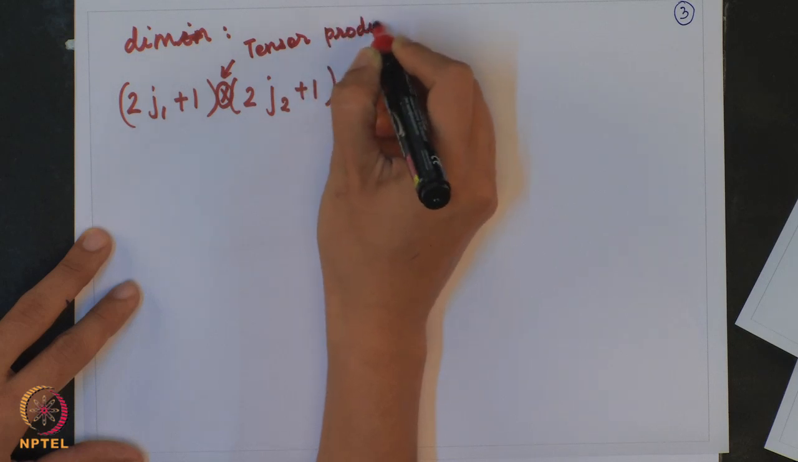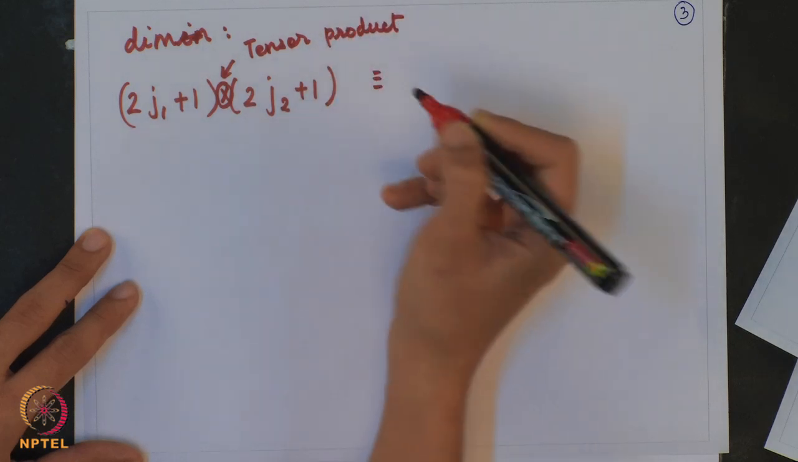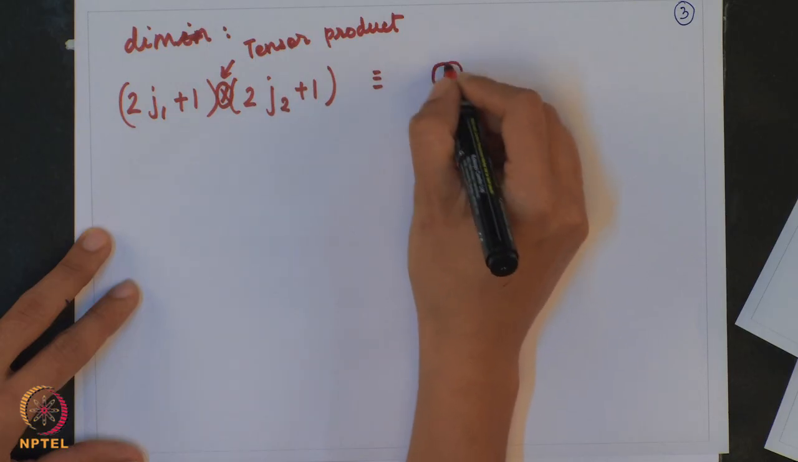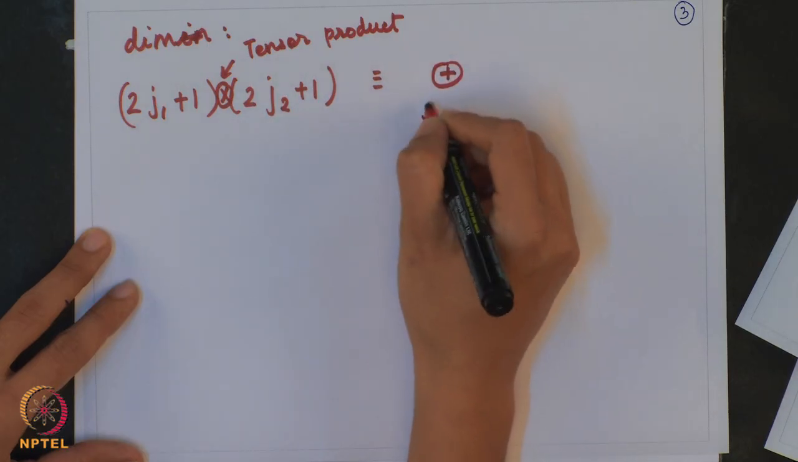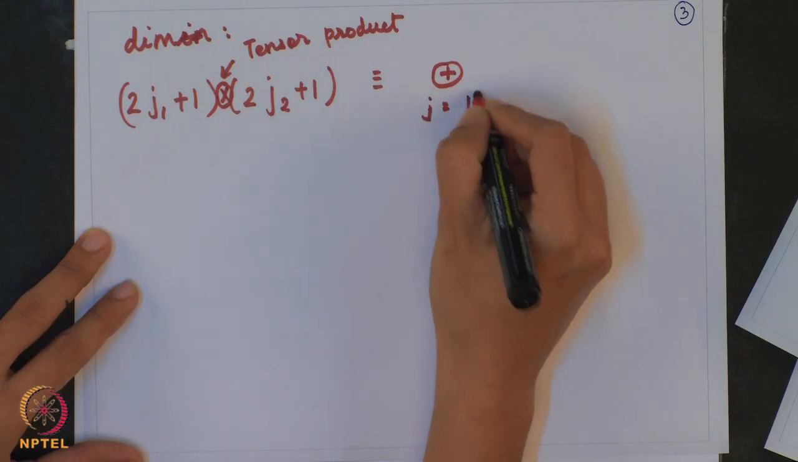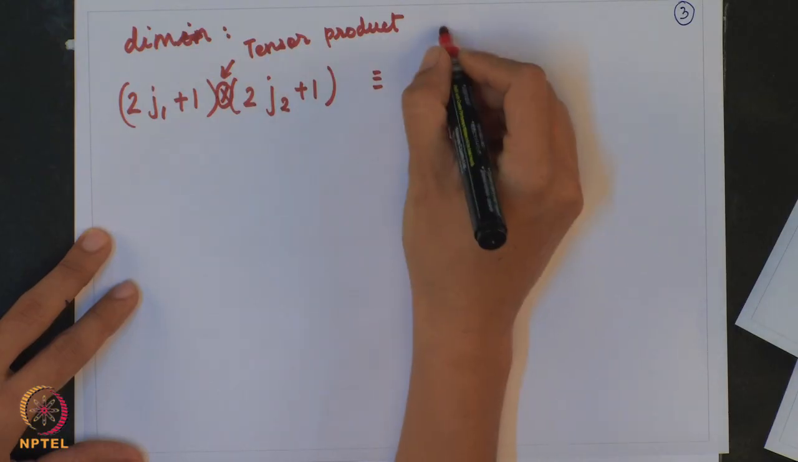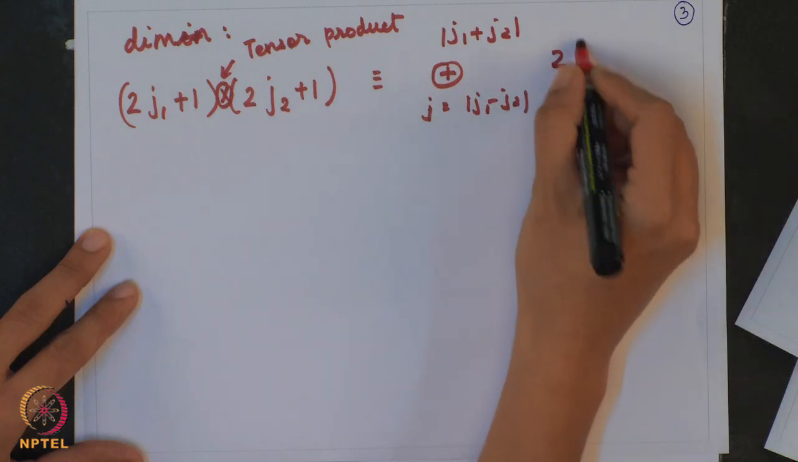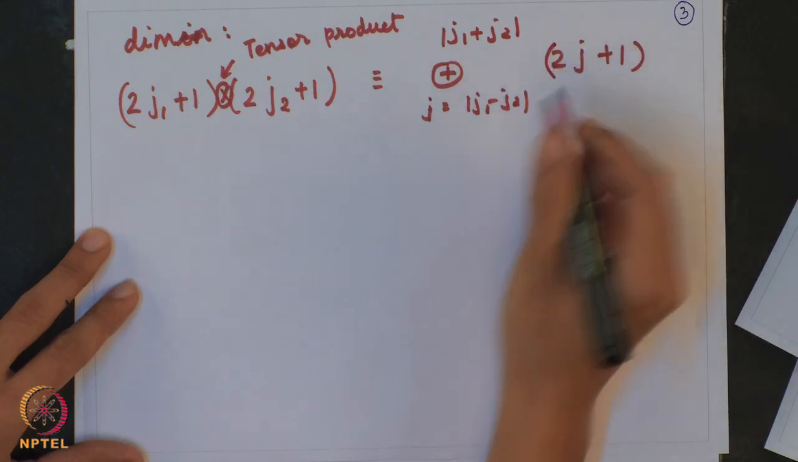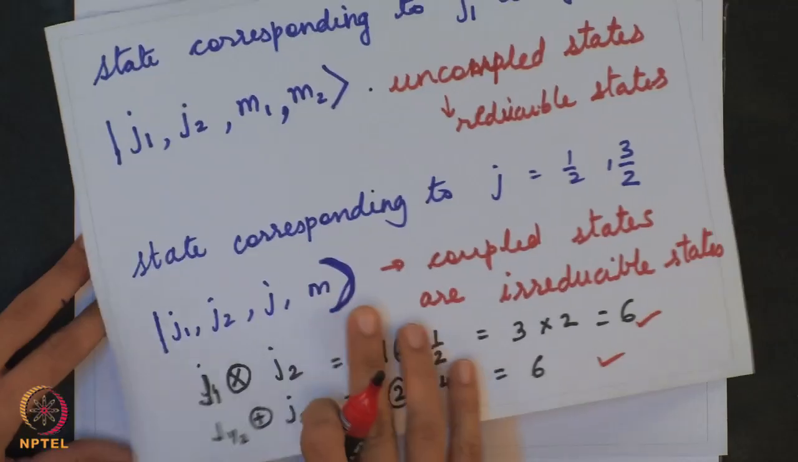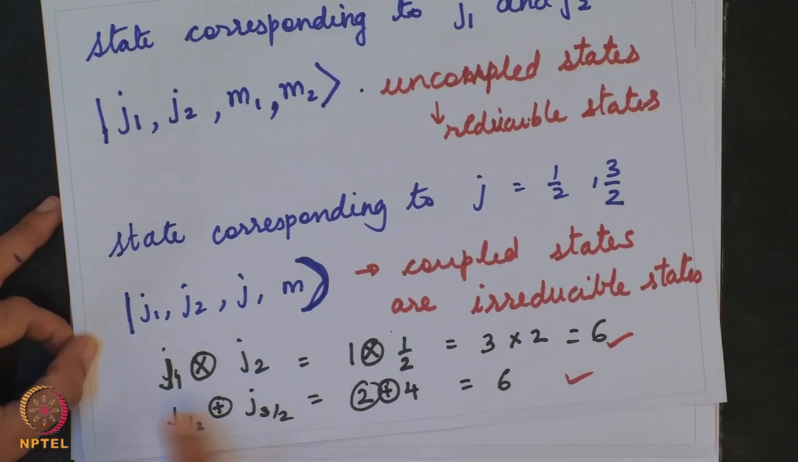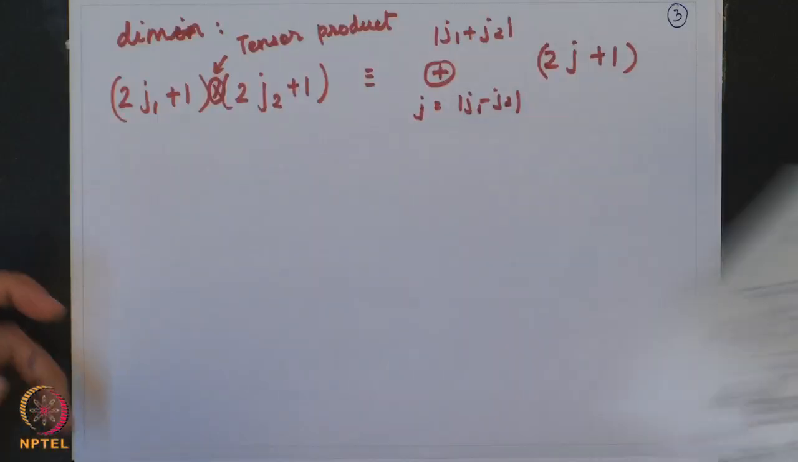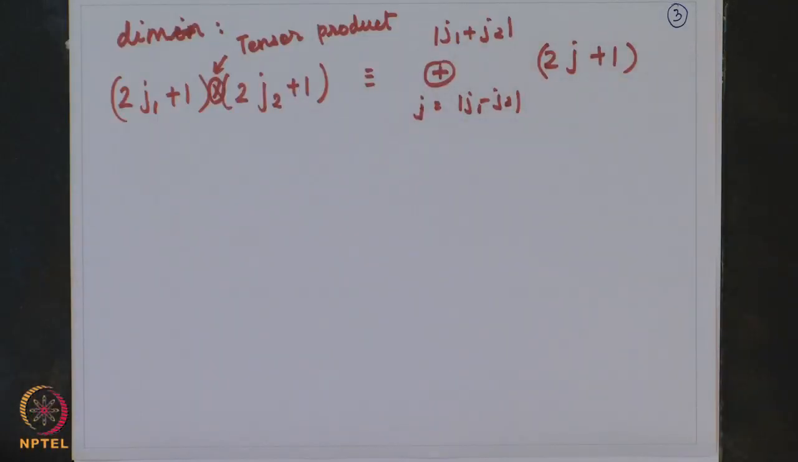So, the tensor product is equivalent to the direct sum from J equal to J1 minus J2 to J1 plus J2, which is 2J plus 1. This is what we have done in this example. J1 cross J2 is equal to J.